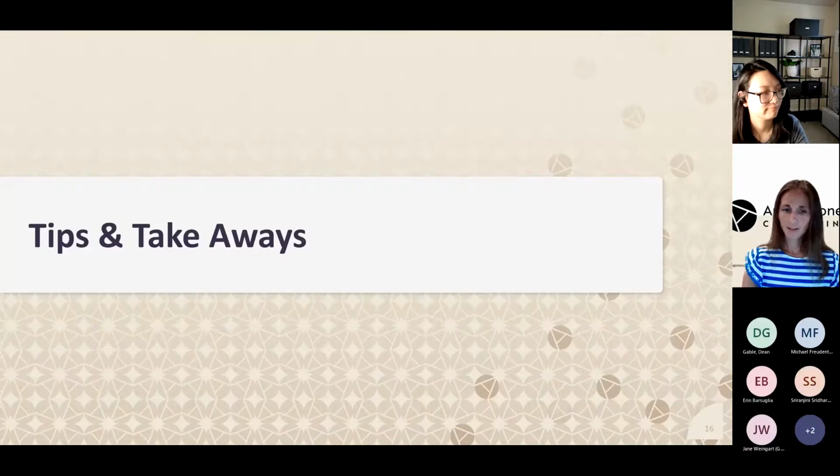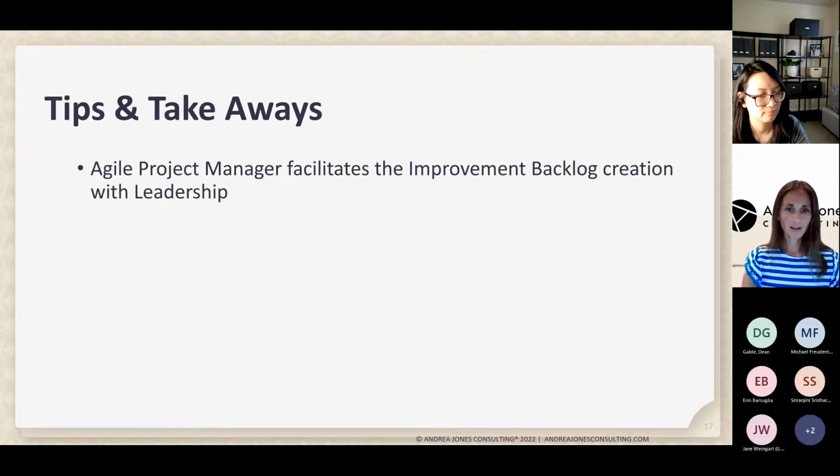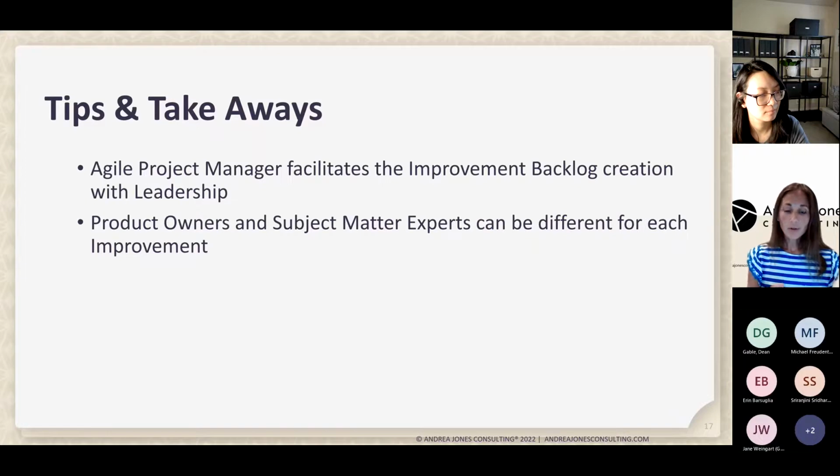Okay. All right, so just a few tips and then we'll open it up for any additional questions. So again, the Agile project manager is really the facilitator. They're not a member of the subject matter expert team. They're facilitating that improvement backlog creation with leadership, as well as all of the sprints. Product owners, the subject matter experts, can be different for each of the items on the big backlog. You can have different product owners, right? One business process owner owns this one and a different person owns that one because that's the real expert. And the subject matter experts can change each time.